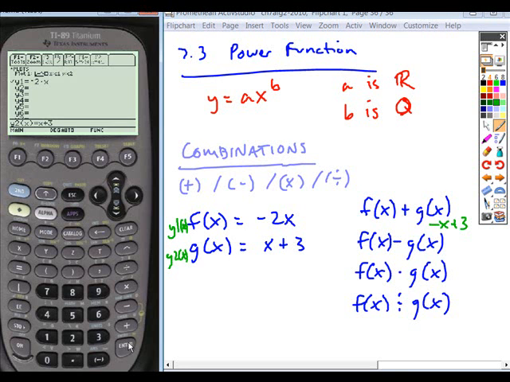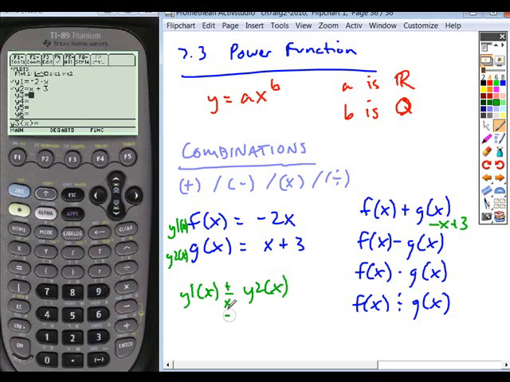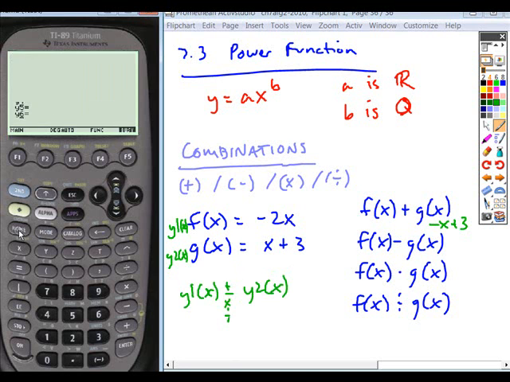Remember, anytime that we bring up y1 of x and y2 of x, we're really drawing on those expressions. So we can add them, subtract them, multiply them, and divide them. We can go to our home screen and type in y1 of x. This is pulling up the expression negative 2x. And we can add that to y2 of x. We hit enter and it confirms.